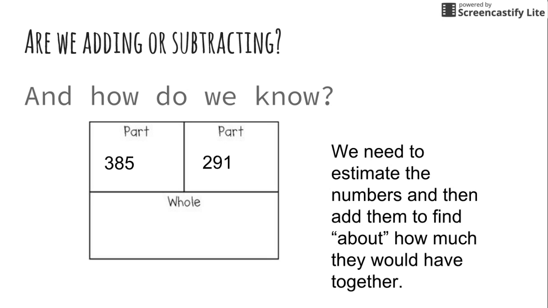So we know that we needed to estimate because the word said about. The word about tells us we're estimating. And we also know we're adding because we know both parts, but we don't know the whole.